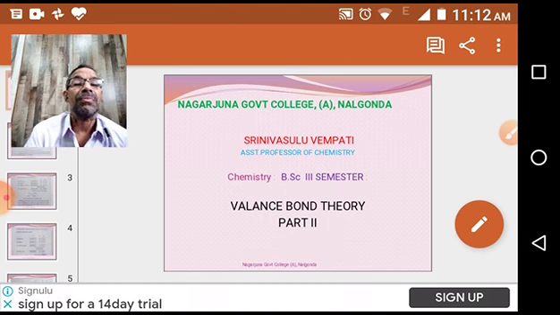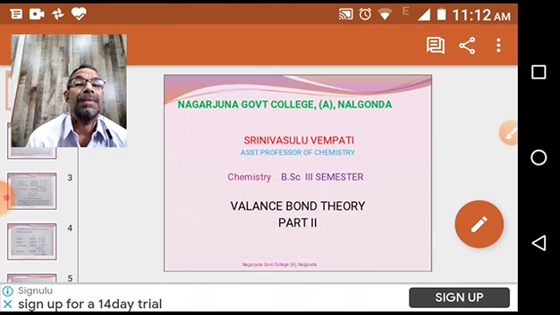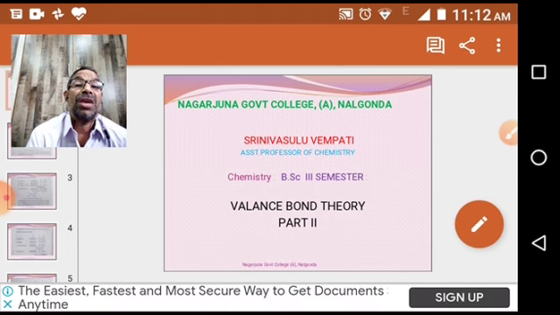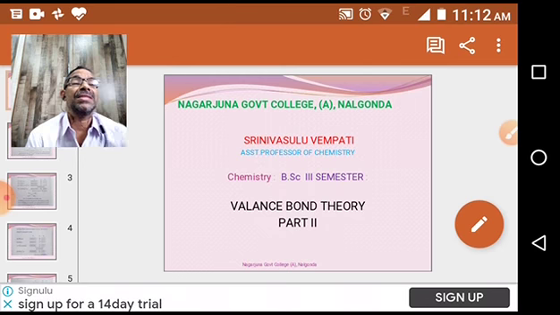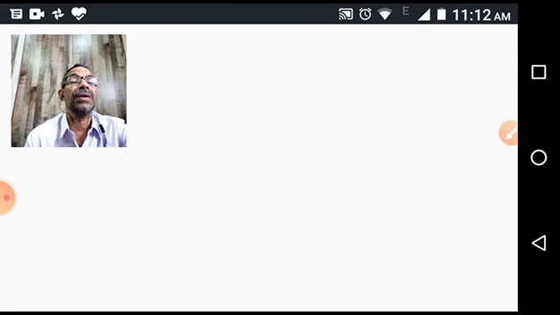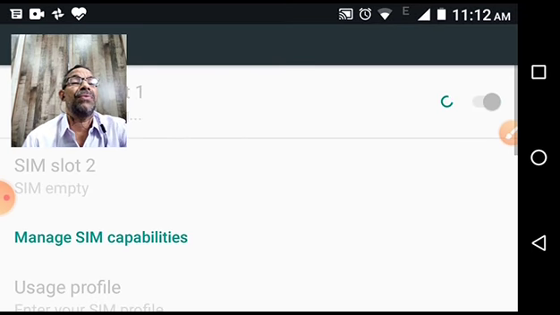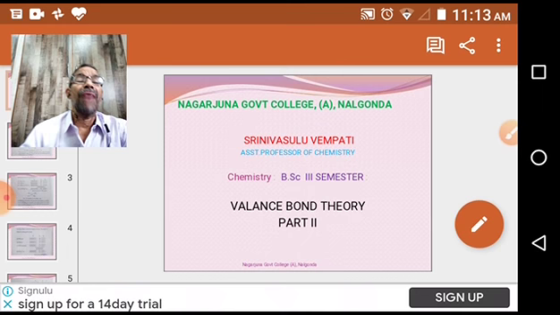So in today's class, what is VBT? We discussed it in the previous class. This theory was applied to tetrahedral complexes. Today we will apply this valency bond theory to square planar complexes and octahedral complexes. Then, in the valency bond theory, we just discussed something about valency bond theory.